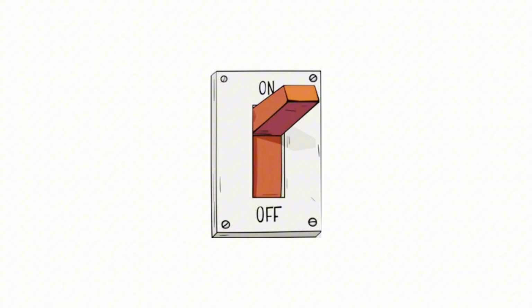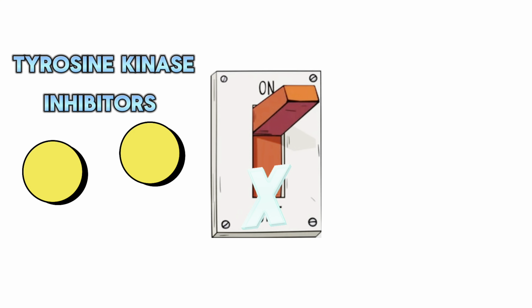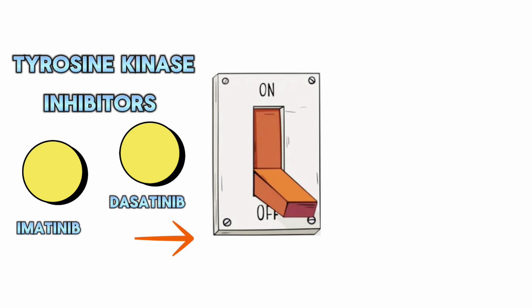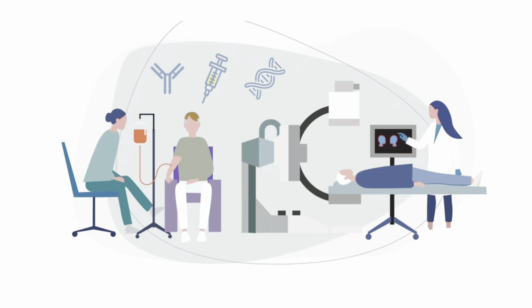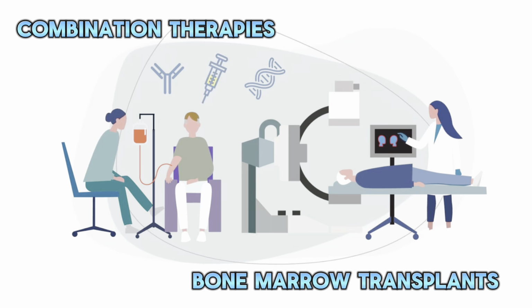Returning to the light switch example, where the protein is stuck in the on position, doctors can use drugs called tyrosine kinase inhibitors. Tyrosine kinase inhibitors include drugs like imatinib or dasatinib, and essentially they shut off the stuck switch and stop abnormal cell growth. For patients with multiple mutations, treatment often involves combination therapies or, in more serious cases, bone marrow transplants. Rest assured, these treatments are working.